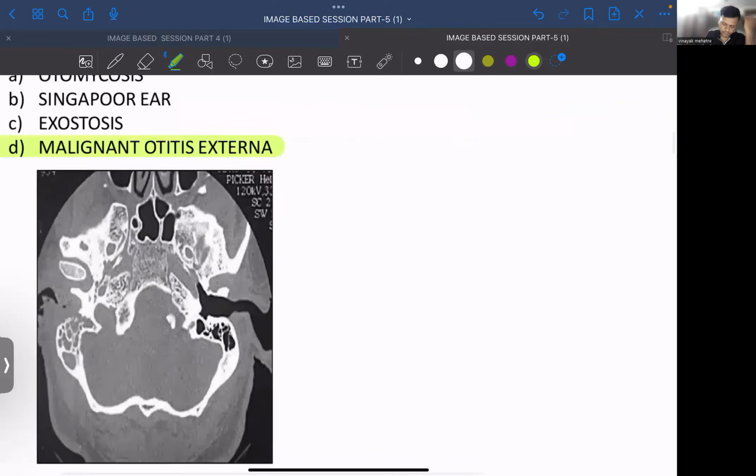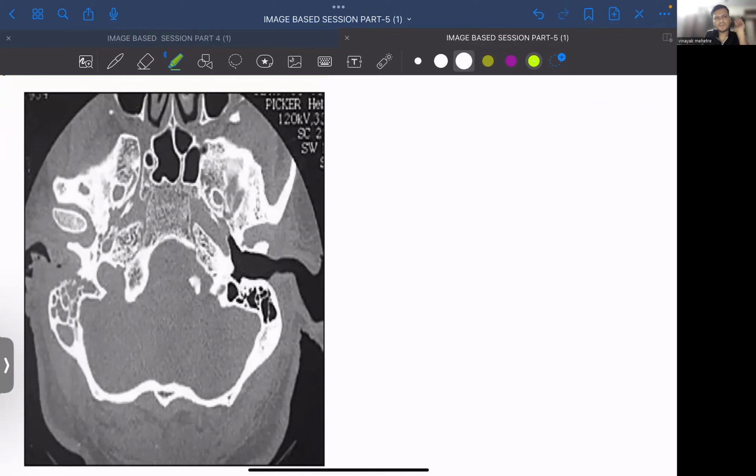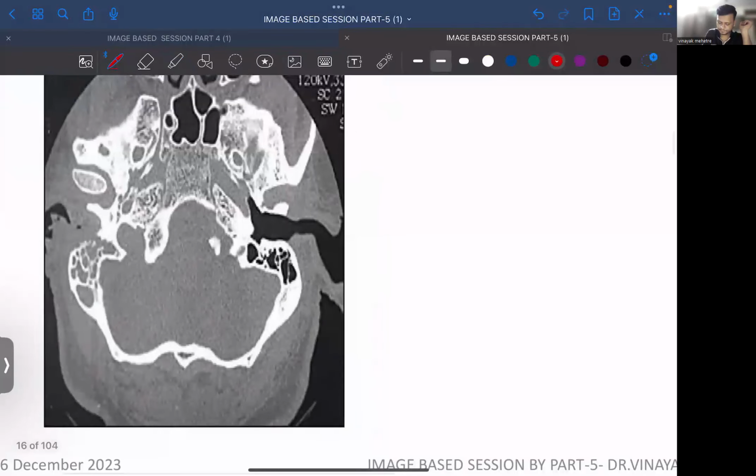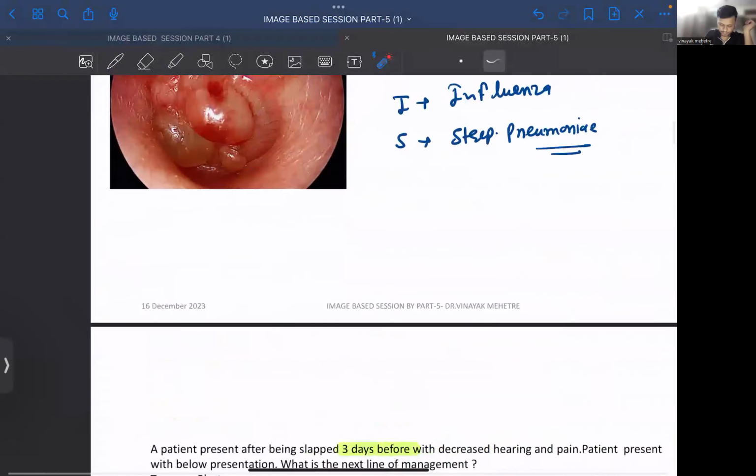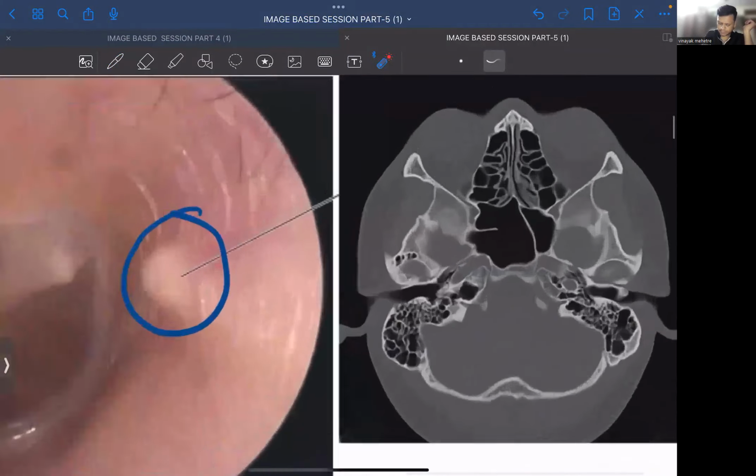How? Take a look over here. Now tell me which is the abnormal site in this? Anyone? Okay, I will give you the number. चलो, confusion ही confusion है. Take a look over here.